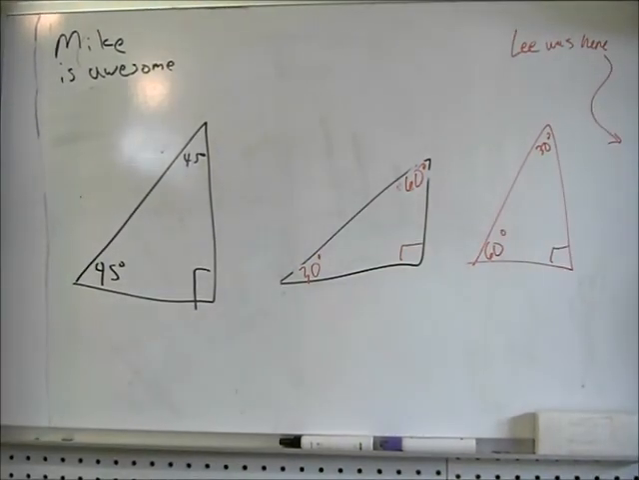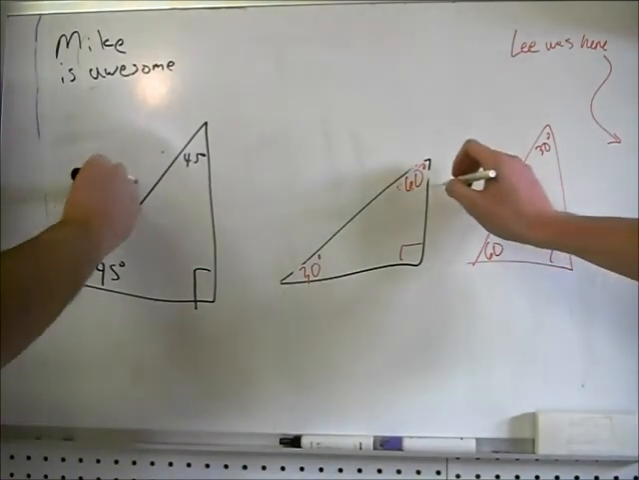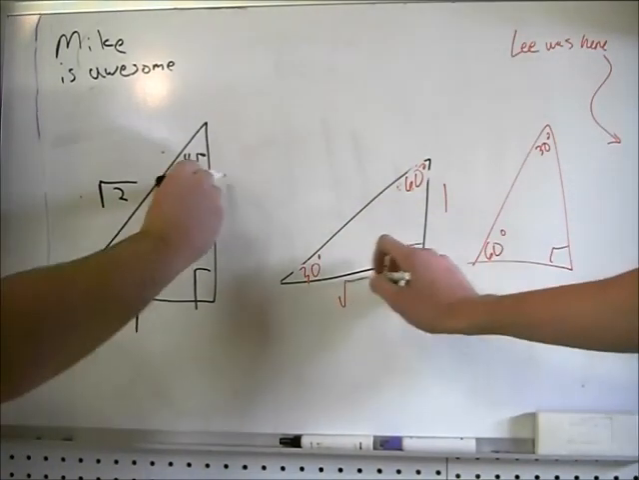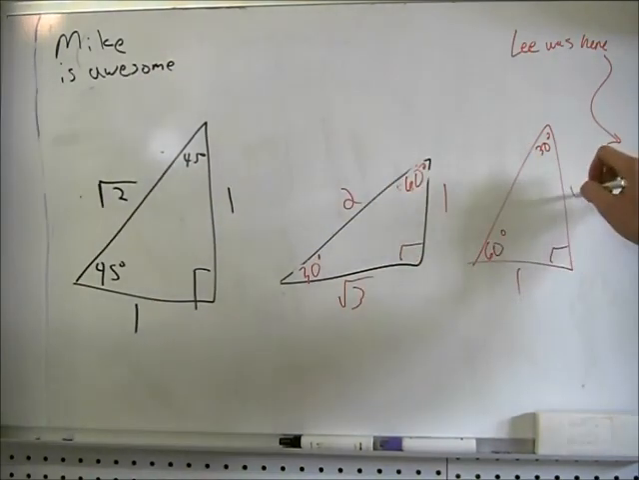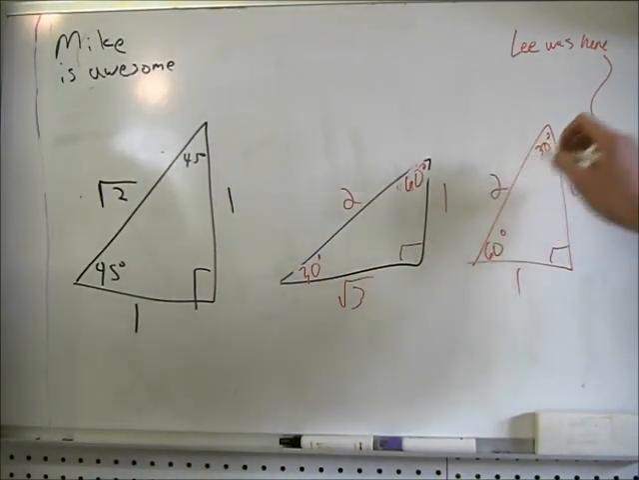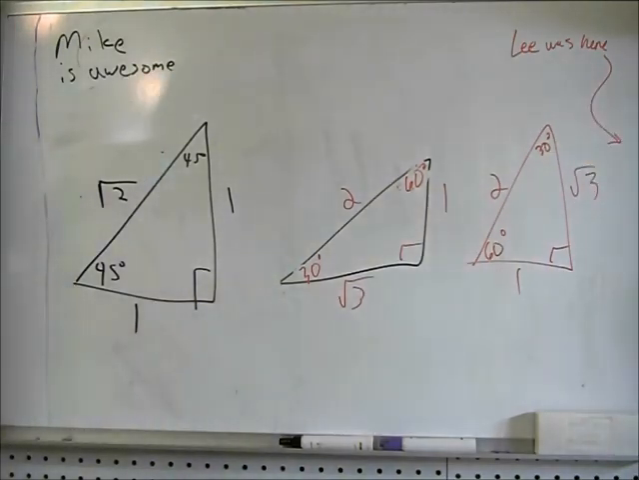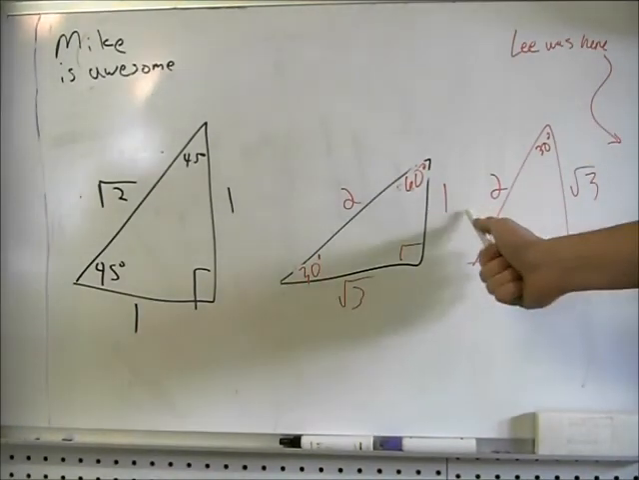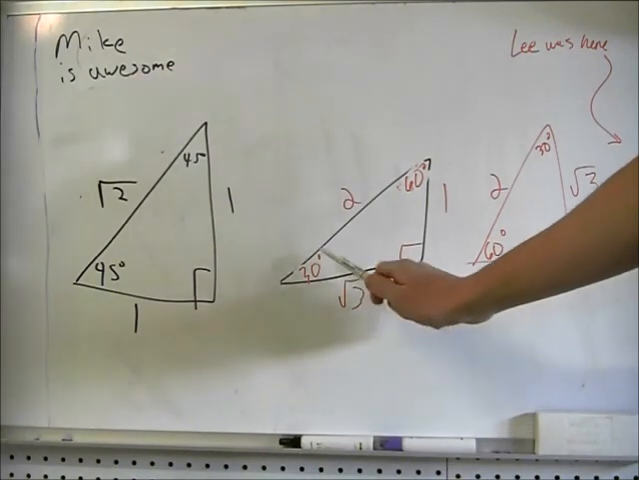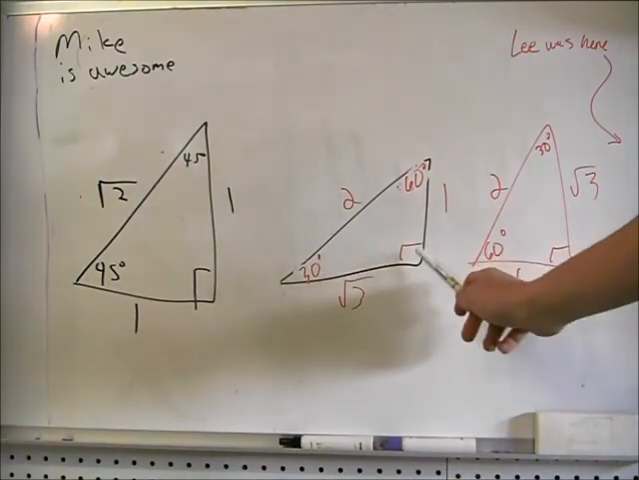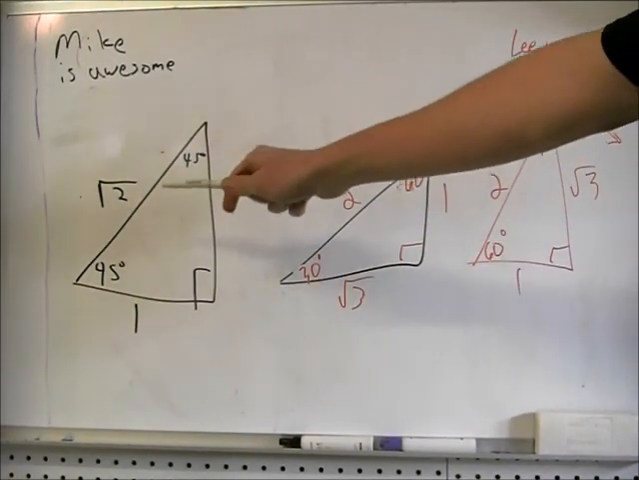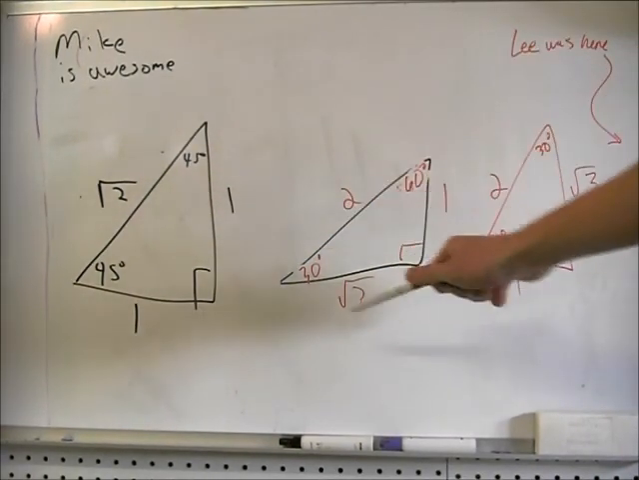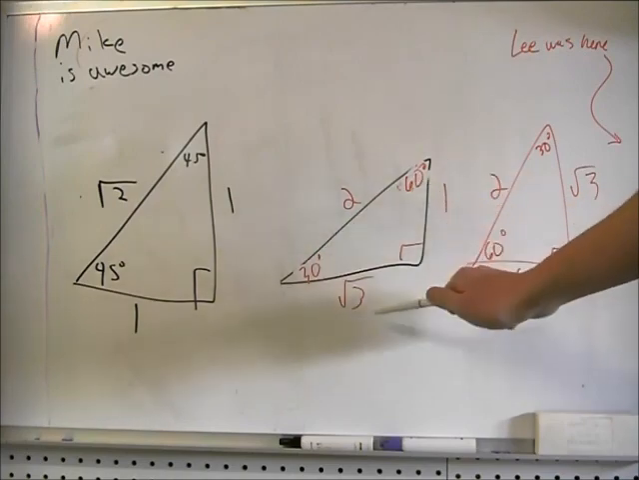So now we're going to fill these in with the correct length measures. Just to make this a little bit easier, always the opposite of 30 degrees is 1, and the hypotenuse is always 2, except for on 45 degrees where it's square root of 2, and the opposite of 60 is square root of 3.